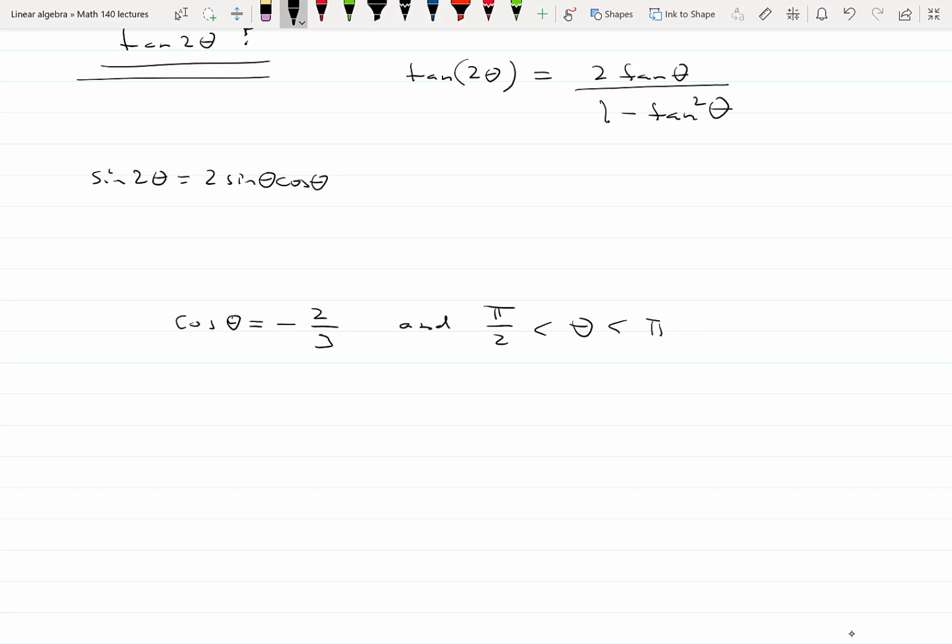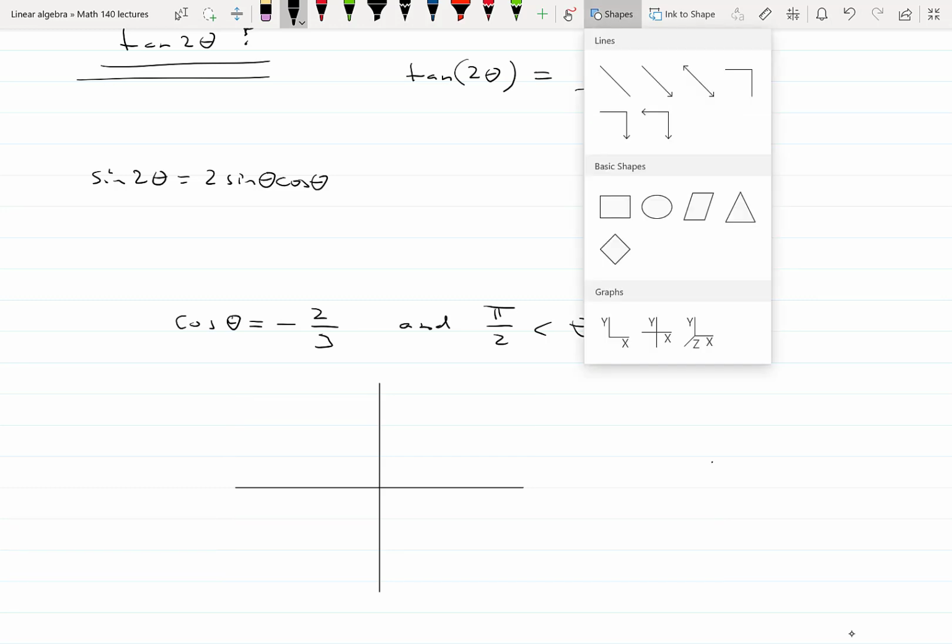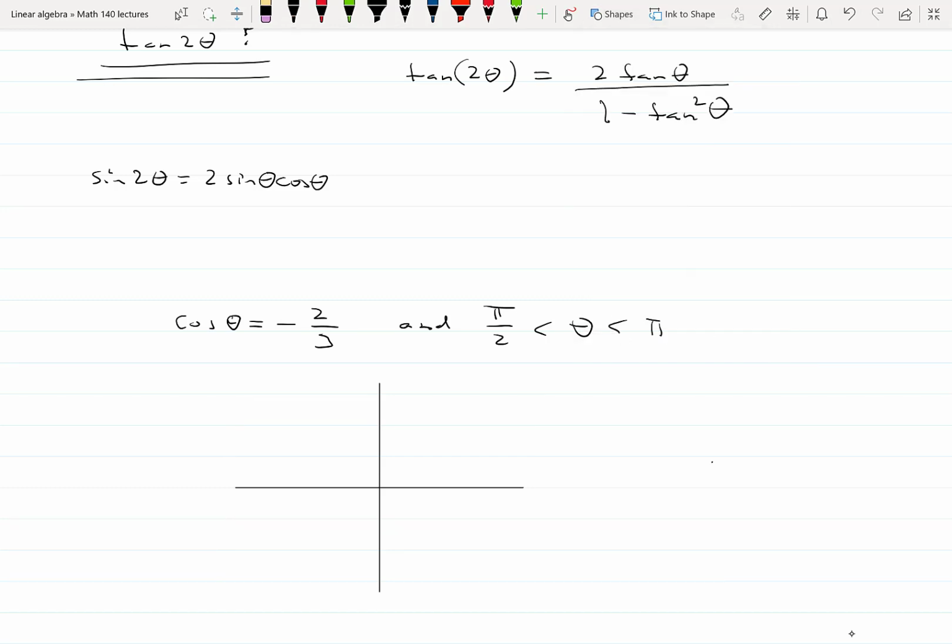Well, the formula says I need the tangent of theta to do this. So I'm going to have to use the information that I know, namely cosine is negative 2/3, and find tangent of theta. This is an old problem for us. We've done this bunches of times before. So here's the angle theta, quadrant 2. So the tangent of theta, we can find. We have formulas for doing that.